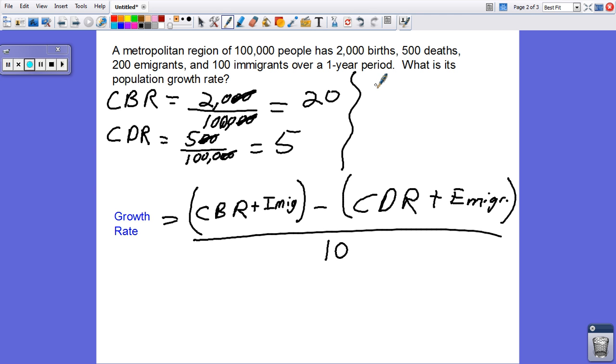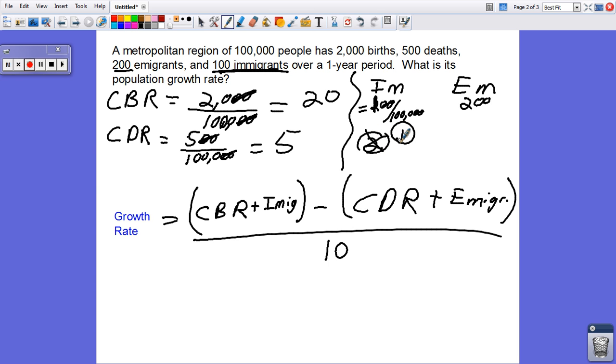200 immigrants. So let's do I and E. And this would be 200 per 100,000, which is going to be what? 2 per 1,000. So our immigration is 2. And our emigration is, where is it? 200. Did I just do that wrong? Aha. So immigration is 100. So 100 per 100,000 or 1. And this one is going to be 200 per 100,000 or 2. Does that make sense?